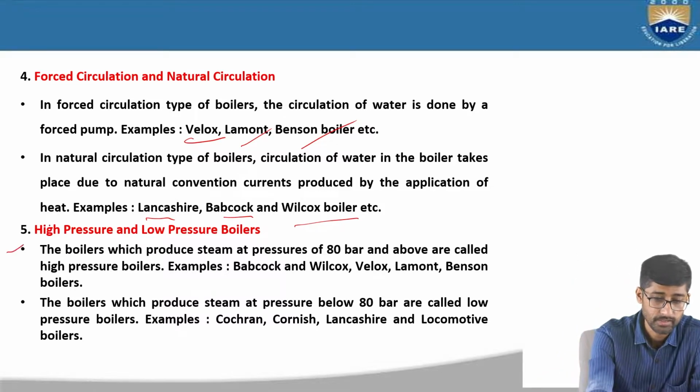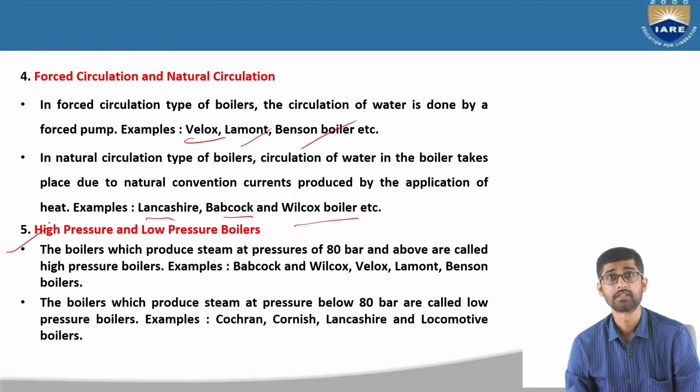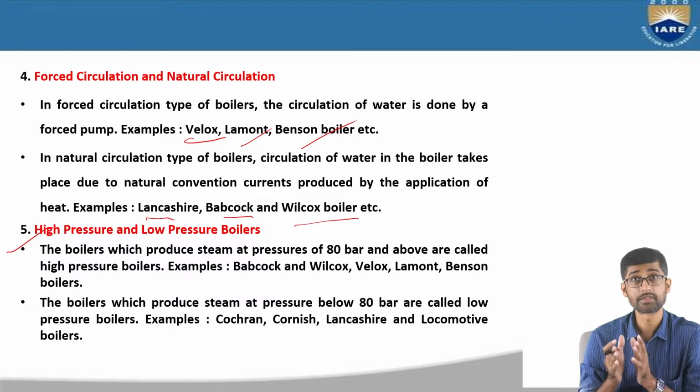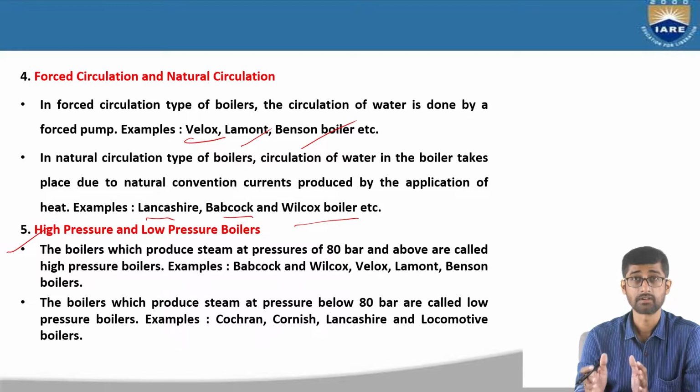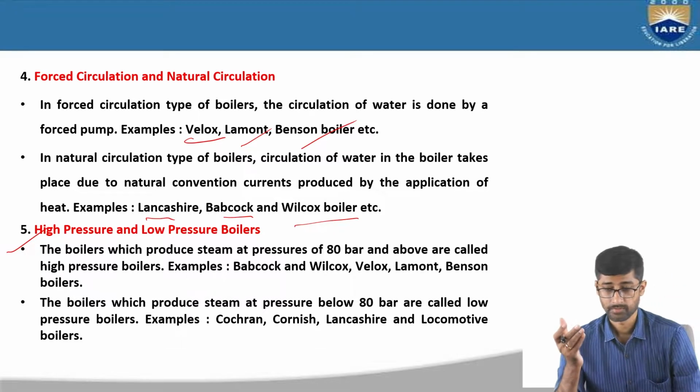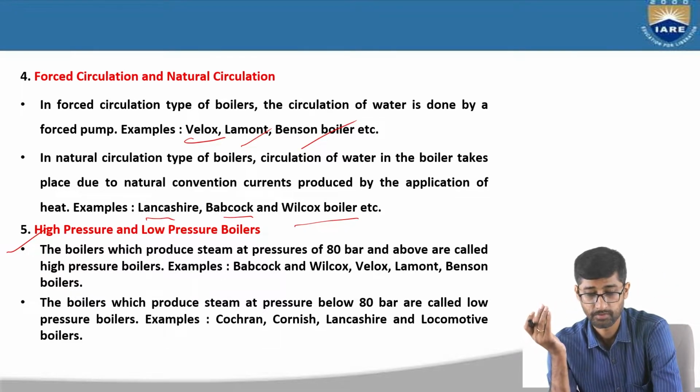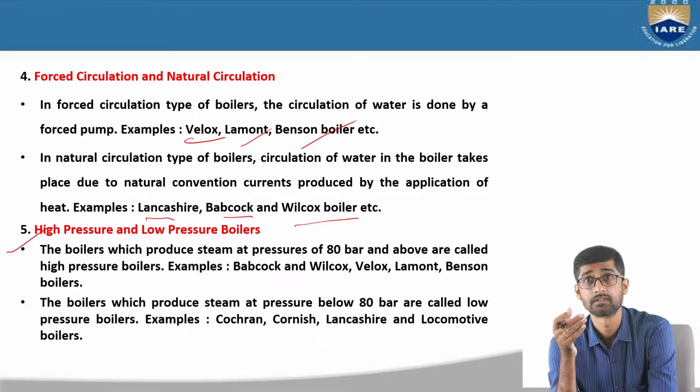And the fifth one is high pressure boilers and low pressure boilers. Boilers which produce steam at a pressure of 80 bar and above are called high pressure boilers. For example, the Babcock and Wilcox boiler, La-Mont boiler, or Benson boilers, where the steam pressure produced is above 80 bar.